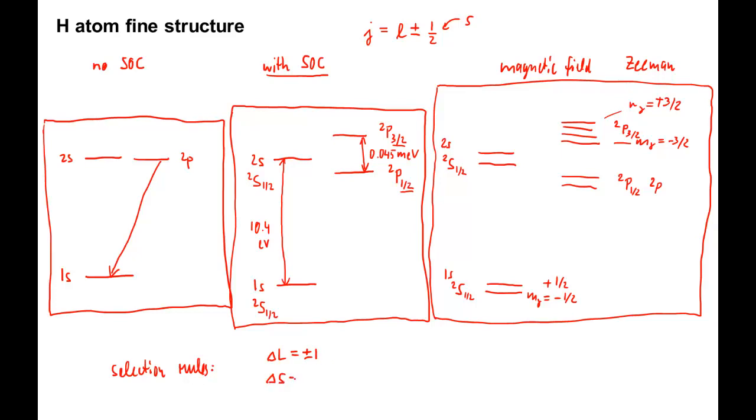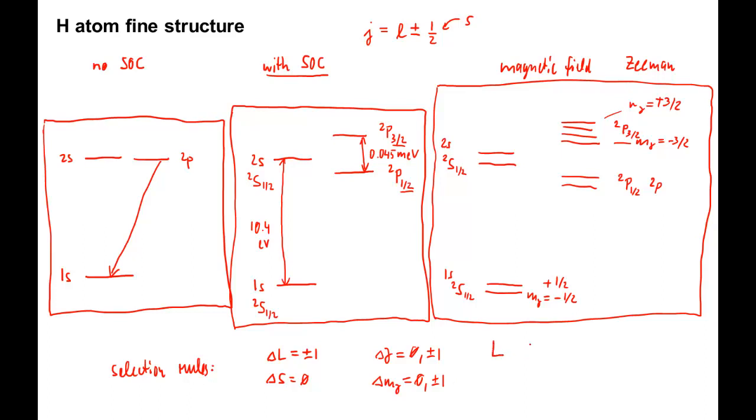Second is delta S equals 0. The overall spin quantum number is not allowed to change. The second two conditions limit changes in the total angular momentum quantum numbers and are a little less strict. First, delta J equals 0 or plus or minus 1. And then delta M sub J equals 0 or plus or minus 1.